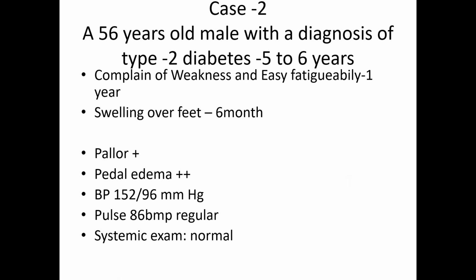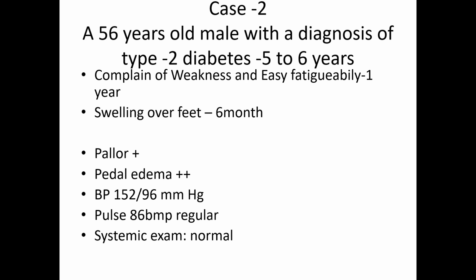A 56-year-old male who was diagnosed with diabetes 5-6 years ago. He was on an oral glucose-lowering agent and it seemed there was no problem. But for the last 1 year, he complained of weakness and easy fatigability, and has developed swelling for the last 6 months. That was the point of worry and made him consult an expert.